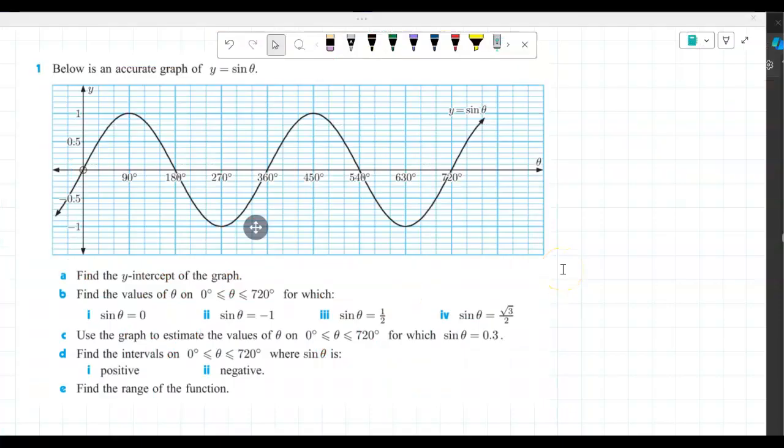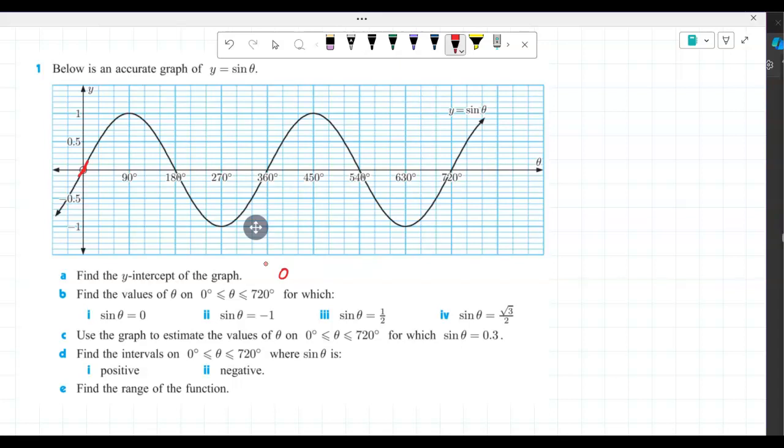Below is the accurate graph of y is equal to sine theta. Find the y-intercept of the graph. What is the y-intercept of the graph? The y-intercept is 0. See here, where does the graph cut the y-axis? Look, so the y-intercept is 0.